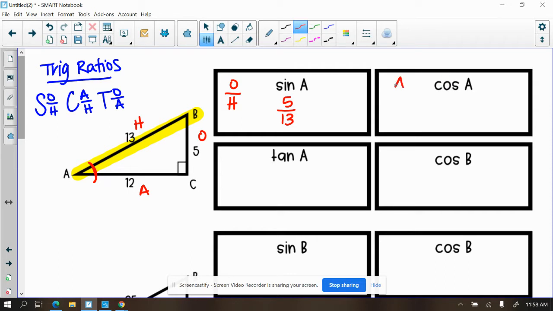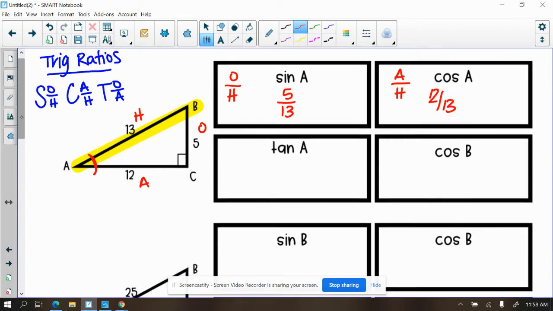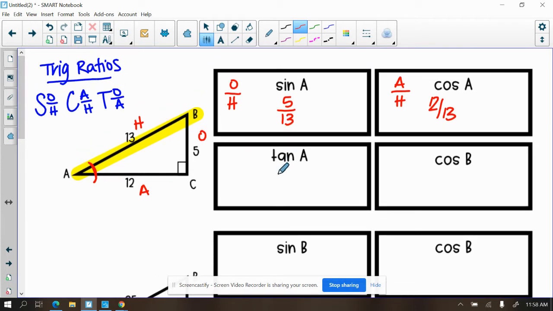Cosine of A is adjacent over hypotenuse. Remember, CAH. So cosine of A, adjacent is 12 over 13. These actually might be the same numbers from the notes in that last video, but good to see them over and over again. Tangent is opposite over adjacent, so 5 over 12.